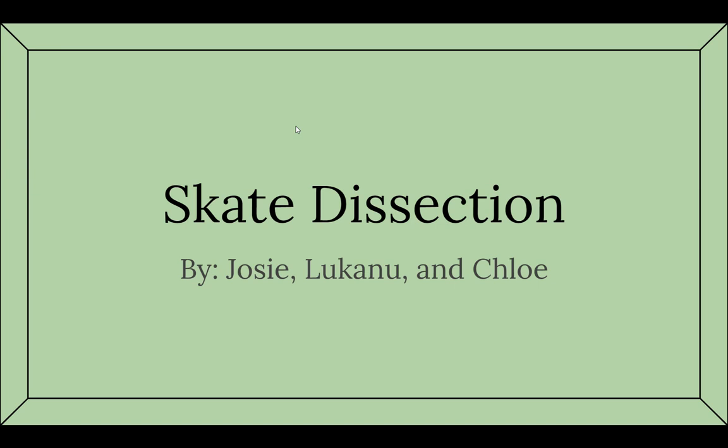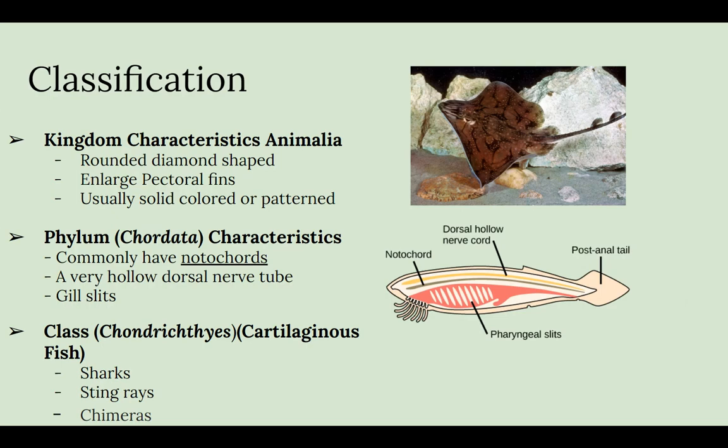So we did a skate. The kingdom that skates fall into is Animalia. Skates are typically rounded and diamond-shaped. They commonly have huge pectoral fins. Skate rays do come in many colors, but they are commonly solid colored or patterned.